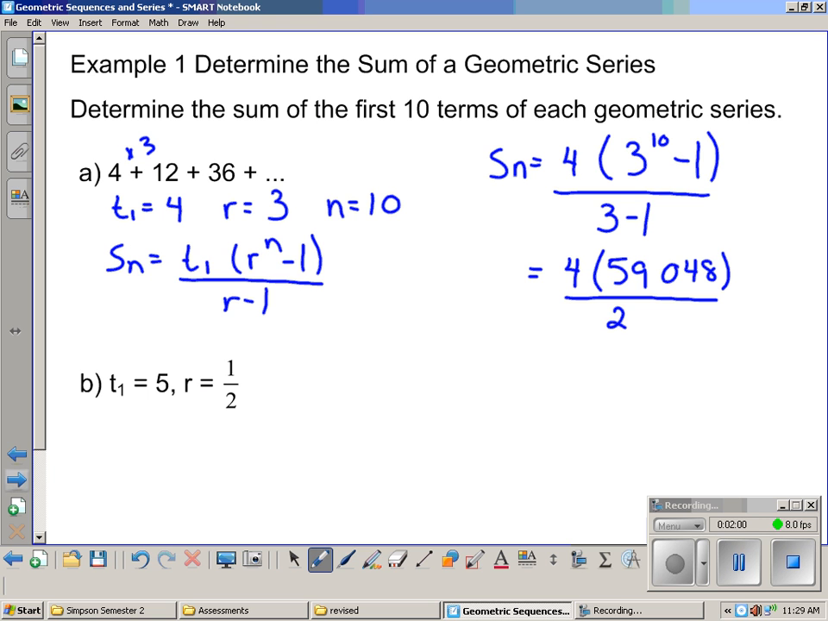You can do some simplifying because 2 goes into 4 twice. So then 2 times 59,048 is 118,096. So there's our sum of those first 10 terms.